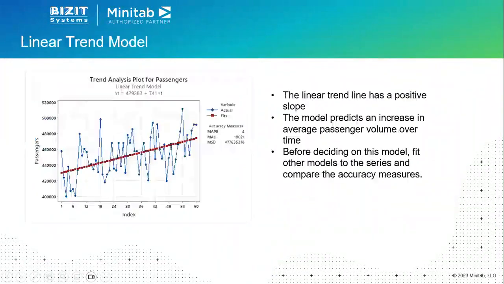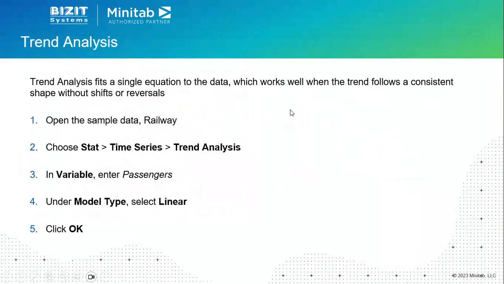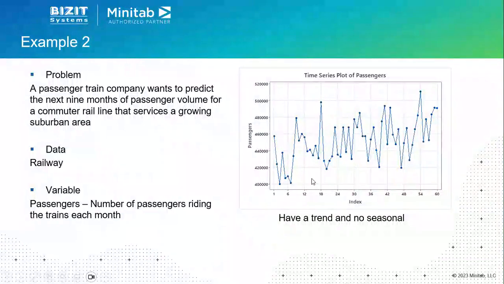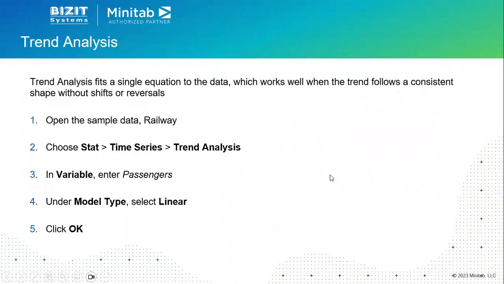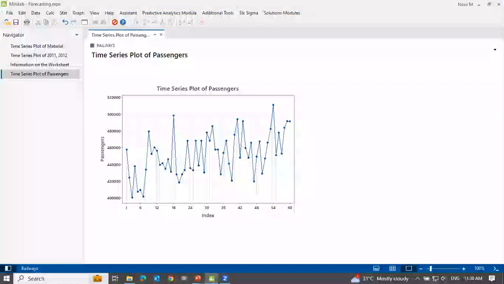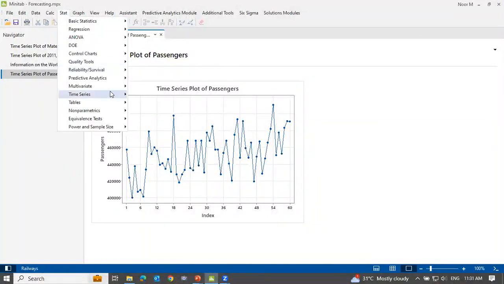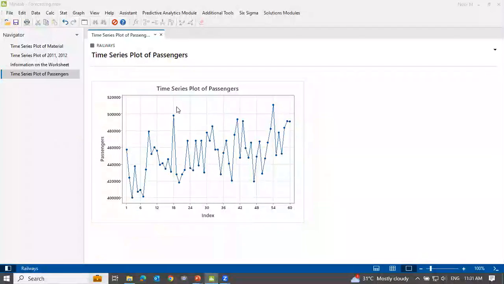Okay, so after that, you can see the linear. For this case, we try with the trend. Since we already have trend and no season, we proceed with the trend analysis. Of course, we try with the basic one, the linear first. So how to get it? Go to Stat, go to Time Series, and choose Trend Analysis.